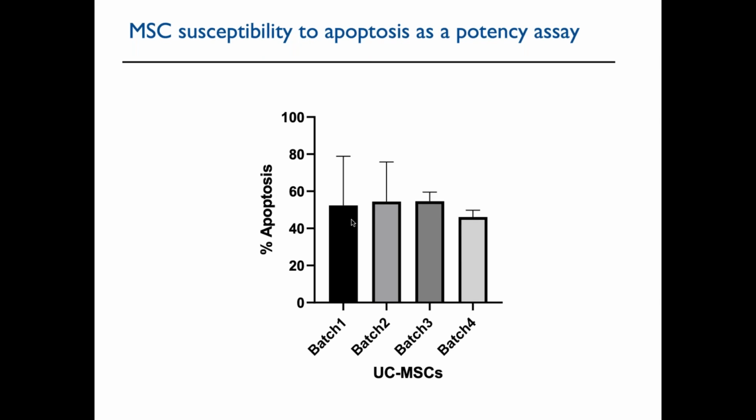So if the cells must undergo apoptosis or must be killed by the patients to produce a therapeutic activity, it is, I would say, almost obvious that we can elaborate a new potency assay whereby the cells which are killed more are the ones that should be given.